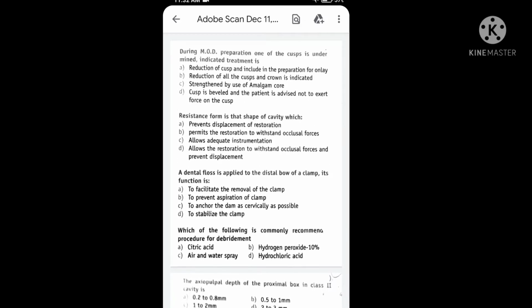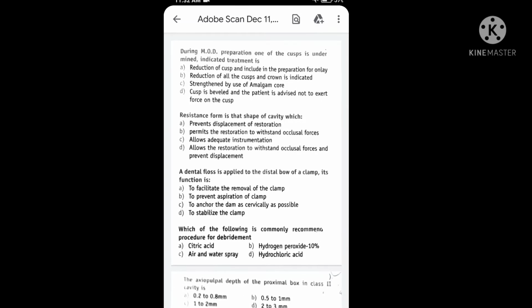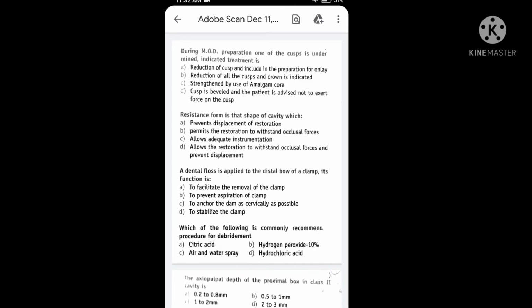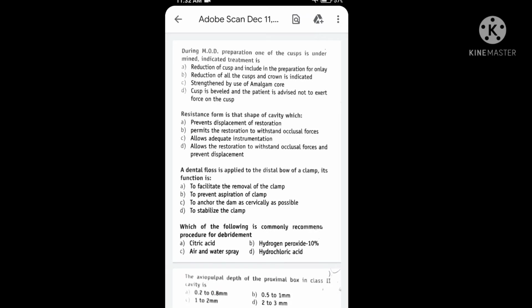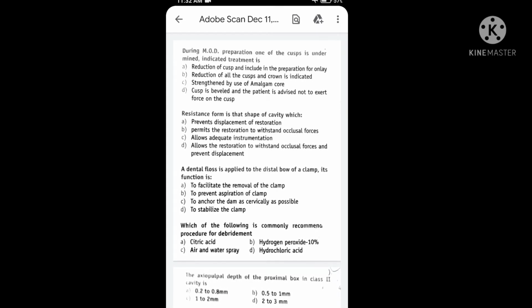Okay, next question. Purpose of cavity preparation is to receive the restorative material, to cleanse the caries, to remove bacteria, none. Correct answer is option A, that is to receive the restorative material.